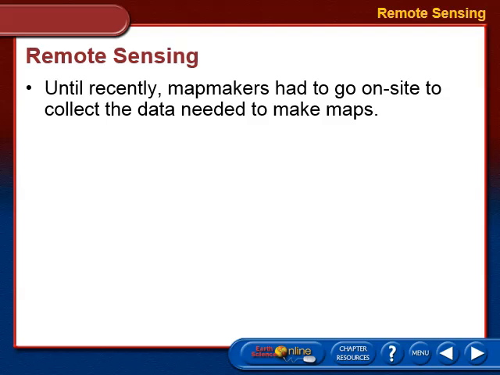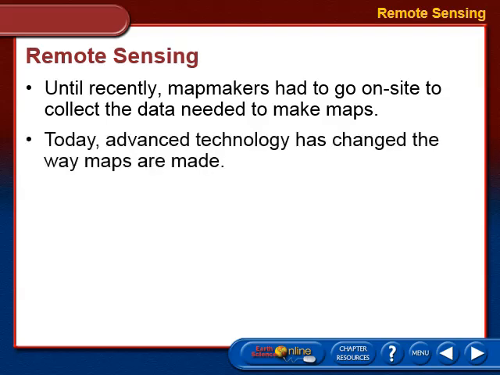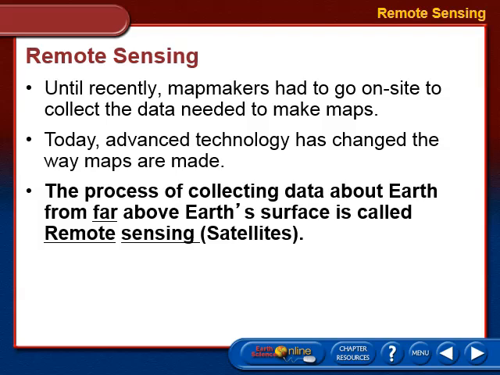Now that we have satellites and all of this high-tech computerization of everything, we no longer need to rely just on maps that people drew by hand. We can now use tools such as GPS, remote sensing. And these are going to be much more accurate because they don't involve as much human error. Remote sensing is the process of collecting data about the Earth from far above the Earth's surface using satellites.